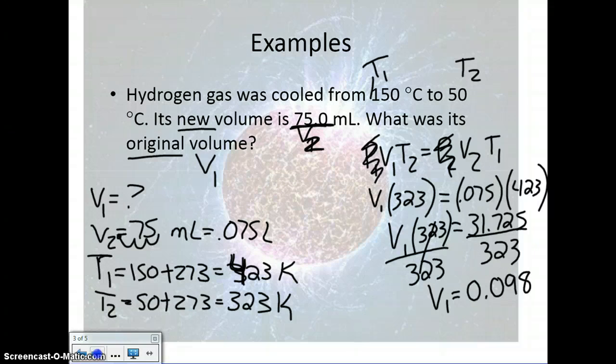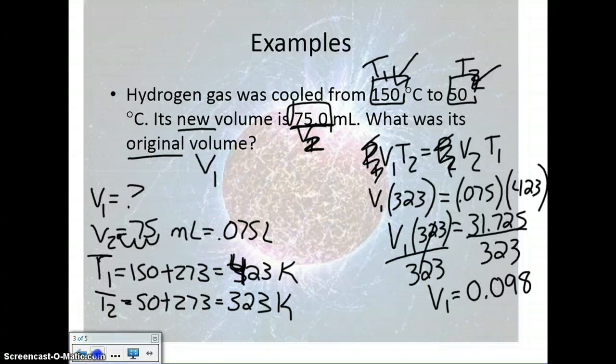We have 3 sig figs, 2 sig figs, 3 sig figs. So we need 2 sig figs. Oh, is that 2 sig figs? I lied to you. This one's 2 sig figs. This one's 1 sig fig. I lied to you. Okay. All right, so we only need 1 sig fig.